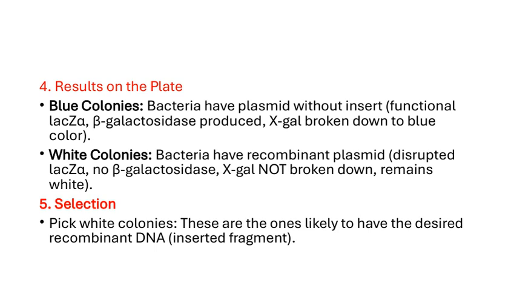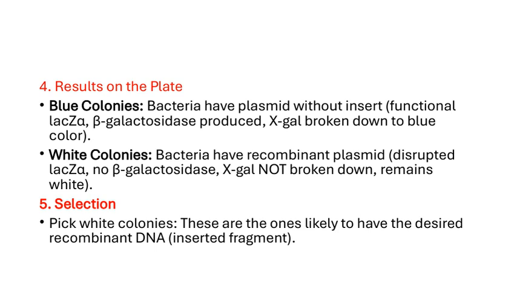On the other hand, the white colonies are a different story. These bacteria have recombinant plasmids, meaning the inserted DNA fragment has disrupted the lacZ alpha gene. As a result, they don't produce functional beta-galactosidase, so X-gal isn't broken down and remains white.